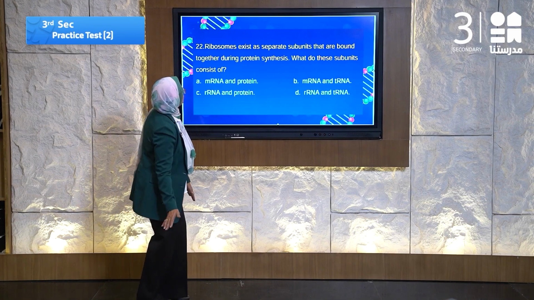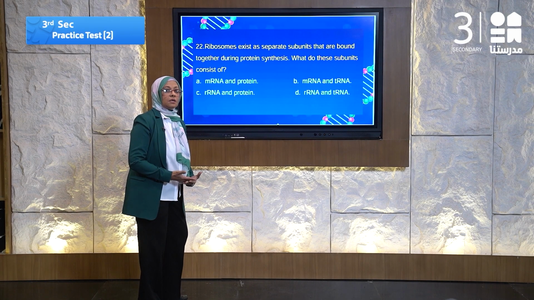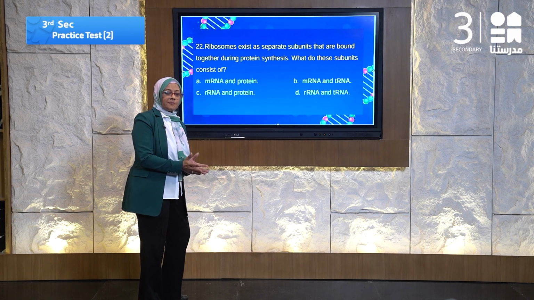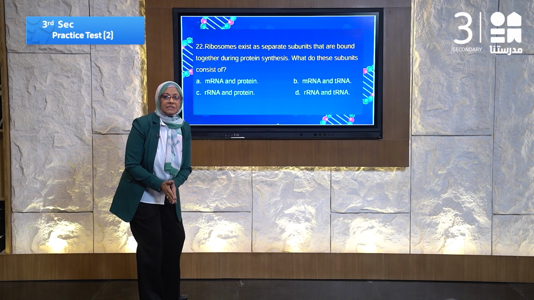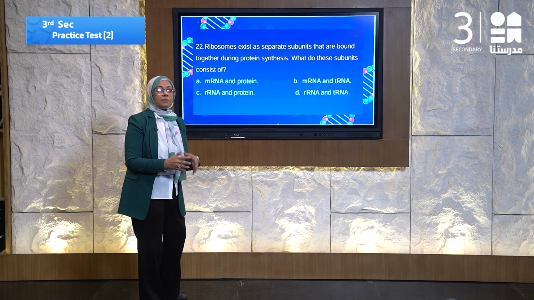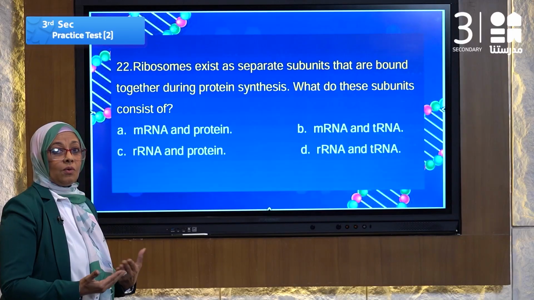Let's go to 22. Ribosomes exist as separate subunits. Ribosomes are found in the cytoplasm of each cell, and in the endoplasmic reticulum. Ribosomes help in protein synthesis. They are the site of protein synthesis found in many cells, especially where the cell needs a lot of protein, like cells which produce enzymes in the digestive system.